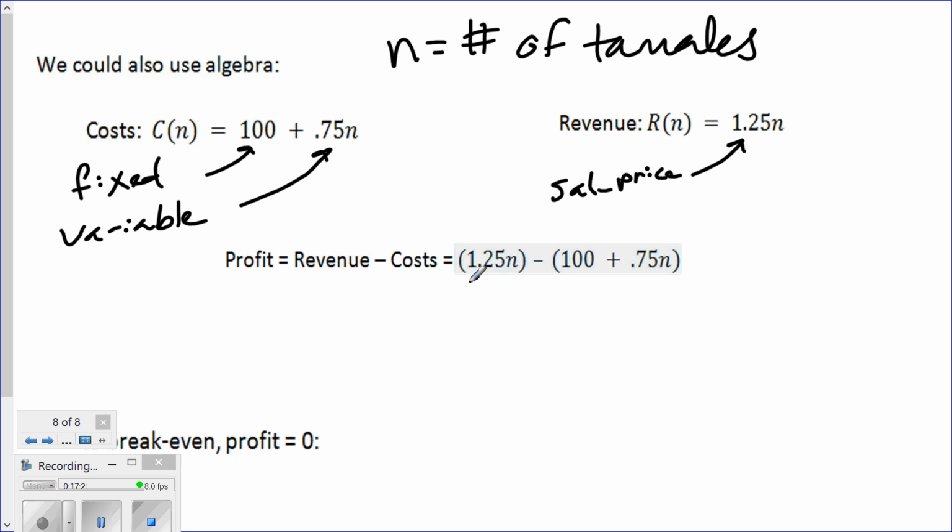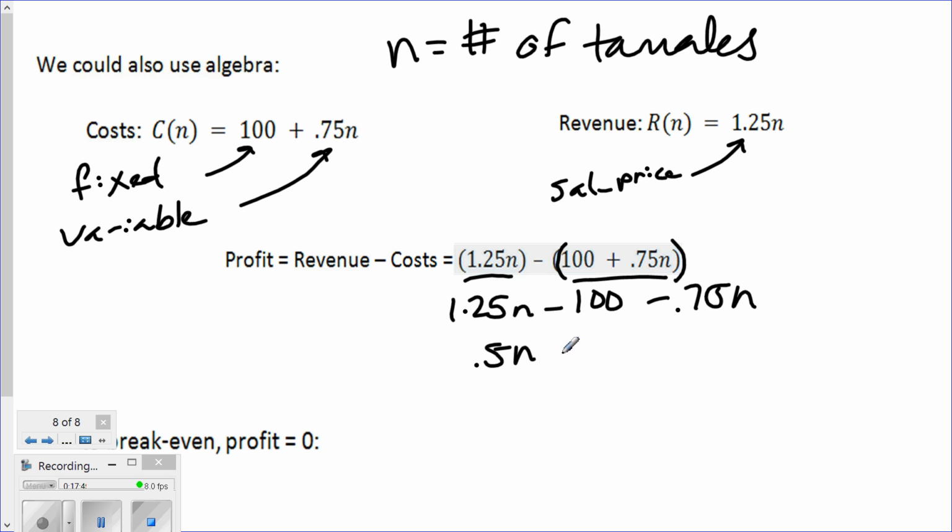So our revenue is $1.25 times the number of tamales, subtract the cost, 100 plus 0.75n. These parentheses are very important here because we're subtracting two terms. That gives us $1.25n, subtract 100, subtract 0.75n. And that gives us 0.5n subtract 100 as our profit equation.